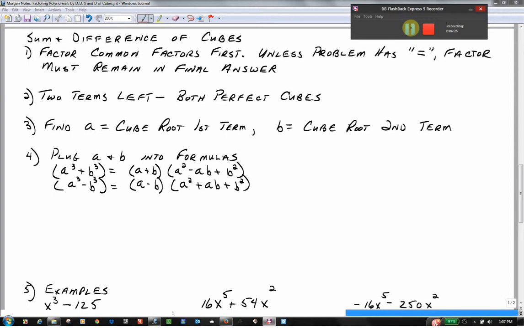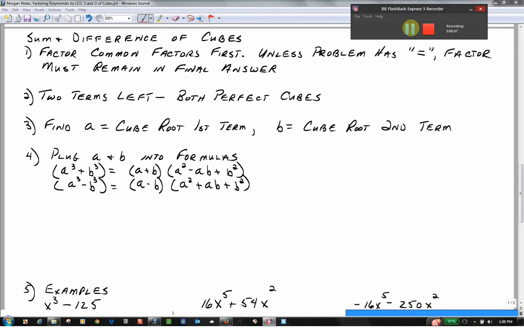So once I get through factoring out any common factors, how I can tell this form is I'm going to have two perfect cubes left. They'll either be added to each other or subtracted from each other. And what we'll do is we'll find the a and b. There's a formula we're going to use for that. And then we just plug the things into the formula. And these are the two formulas right here.